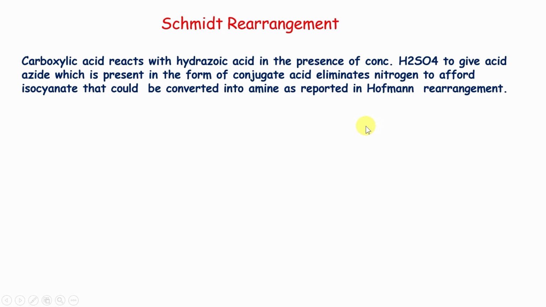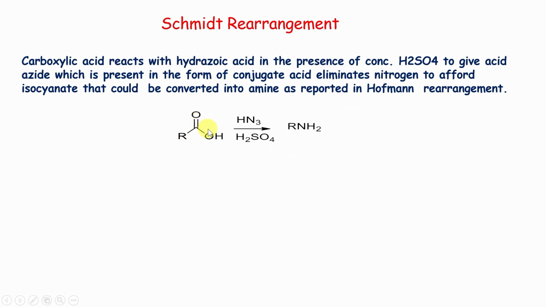Then the last rearrangement in this video, Schmidt rearrangement. See, carboxylic acid reacts with hydrazoic acid in the presence of concentrated sulfuric acid to give acid azide, which is present in the form of conjugate acid, eliminates nitrogen to afford isocyanate that could be converted into amine, as reported in the Hofmann's rearrangement and other rearrangements such as Lossen or Curtius rearrangement that we had already discussed.